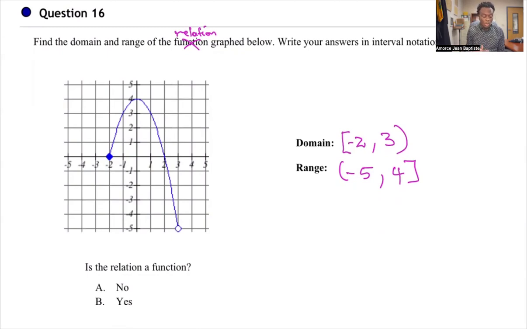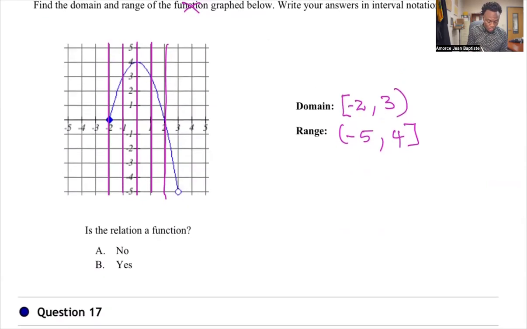Well, how do we know? We know that it's a function when all the vertical lines possible intersect this only once. I'm drawing a few, but even if you draw an infinite number of vertical lines, they will always intersect this once. So that makes it a function. Yes, it's a function because all the vertical lines will intersect this graph only once.